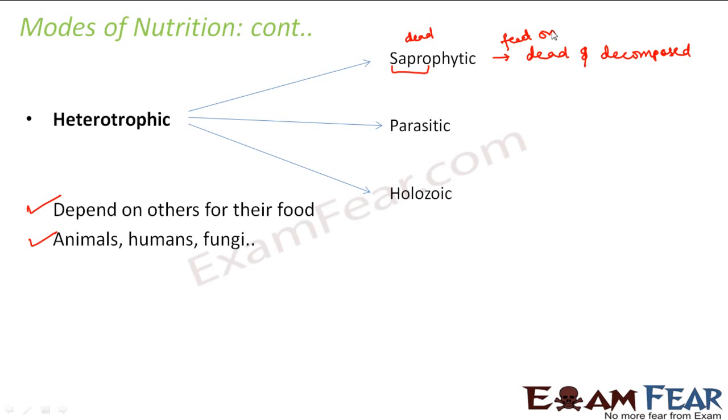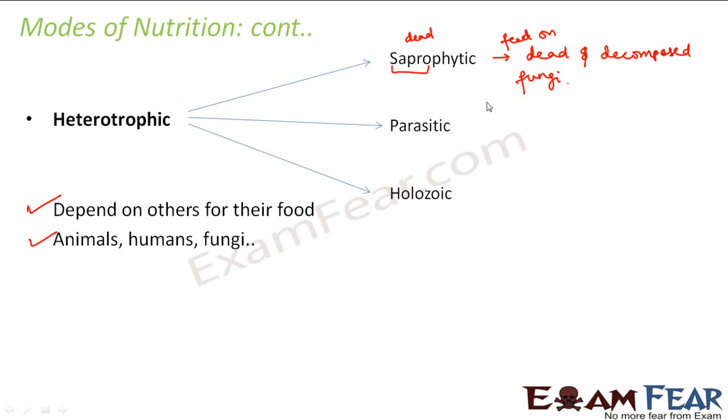The example of saprophyte is fungi. So fungi are the saprophytes. They feed on dead and decayed objects. The next one is parasitic. What is parasitic? Parasitic means there are some organisms which live inside the body of another organism and obtain food from that organism. Let us look at this example.